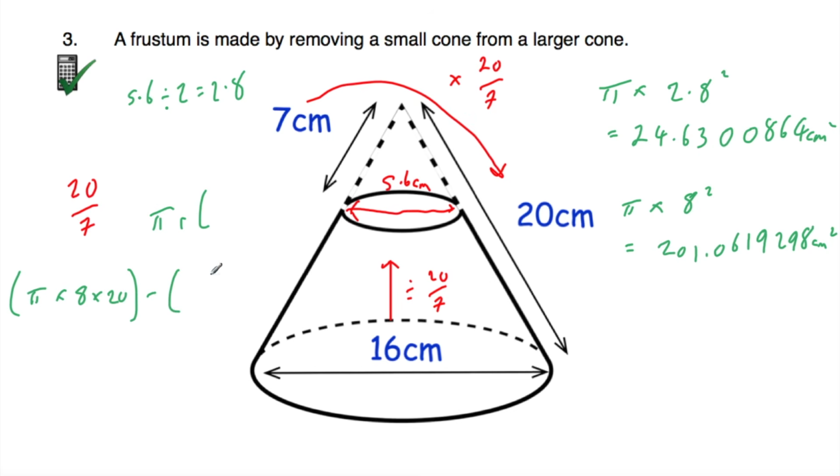Subtract, and then for the smaller cone, we're going to do pi times the radius of the base, which is 2.8, times the slant height, which is 7. And then if we work that out, that'll tell us the area of that curved face. So let's do that. Pi times 8 times 20, subtract pi times 2.8 times 7. And that's equal to 441.0796086 centimeters squared. So that's fantastic. We've now got the area of the circle at the top of the frustum, the area of the circle at the base of the frustum, and the area of the curved face of the frustum. And now we just need to add them together, and that'll be the total surface area of that frustum.